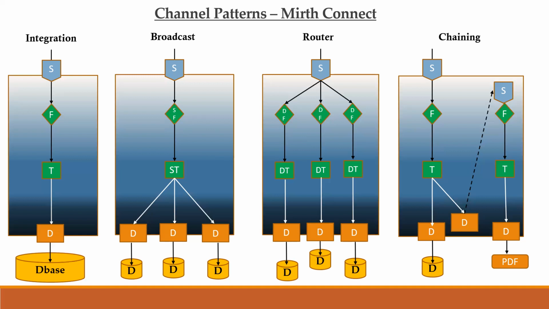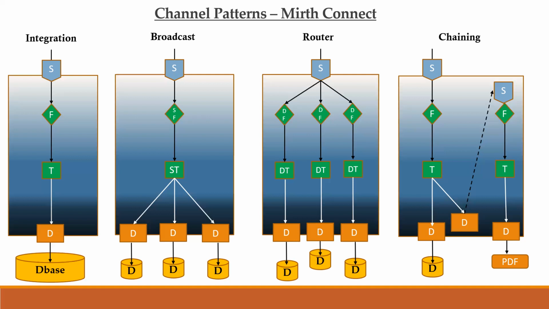Okay, so in the chaining integration system, why do we need to create one more channel? Why can't we just create one more destination? From the second destination, the destination filter and transformer cannot convert it into the PDF?